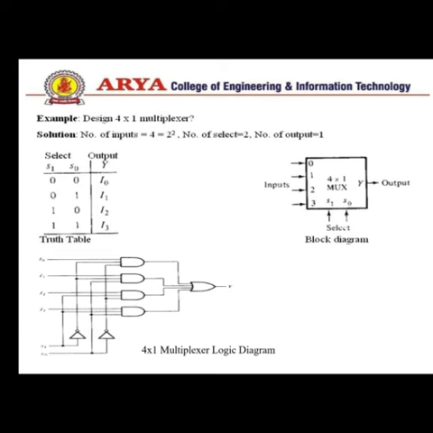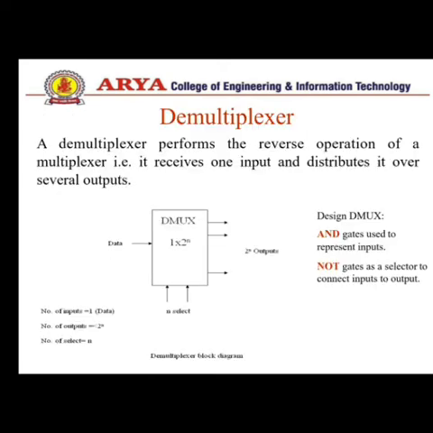After that, we move to the topic of demultiplexer. A demultiplexer performs the reverse operation of a multiplexer. It receives one input and distributes it to several output lines. Here we use one input data line, n selection lines, and 2 power n output lines. To design the demultiplexer, we use AND gates and NOT gates.